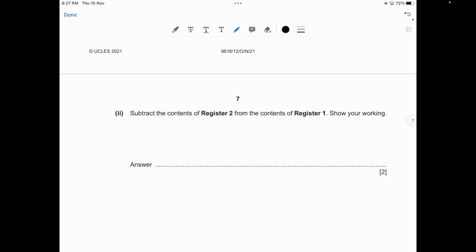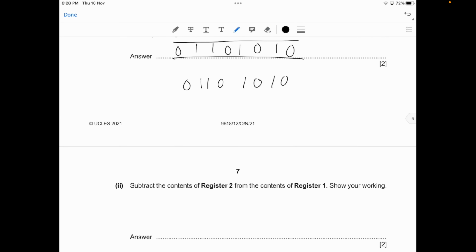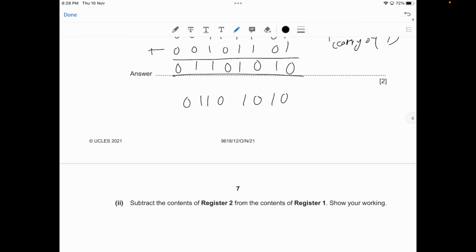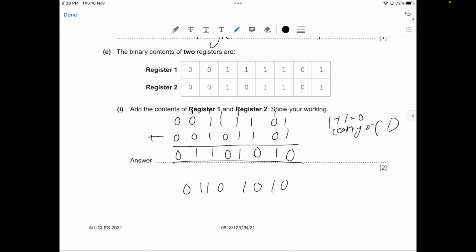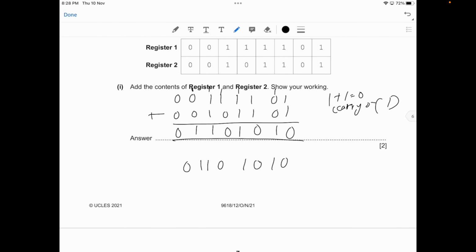Subtract the contents of register 2 from the contents of register 1. Now this is an interesting question. Do pay attention for this one, because this is where we're going to apply 2's complement to those values that are going to be stored in register 2 in this case. Since you have to subtract the values in register 2 from register 1, this is going to be a plus, but you're going to apply 2's complement to this value stored in register 2.